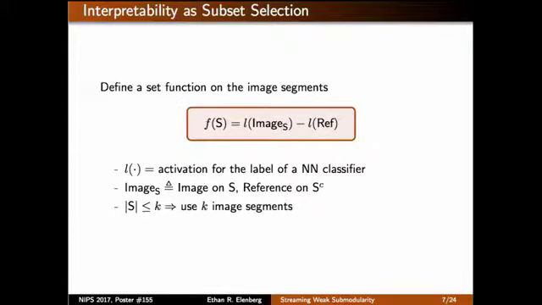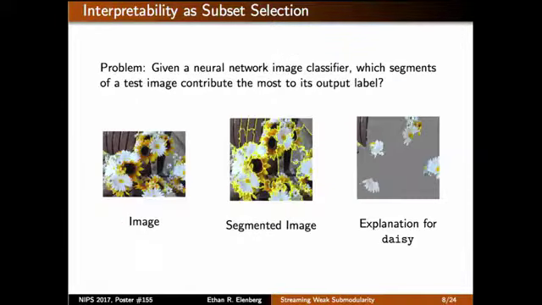So more generally, we can define a set function to be the activation for a subset of the image, minus some reference activation. So here, image sub S is an image with the segments indexed by S turned on, and the reference image is on S complement. So if the set is size k, then our explanation uses only k segments. So now, the new goal is to find a subset of image segments which contribute the most to a given label. And we can go from image to segmented image to sparse explanation using a selection algorithm.